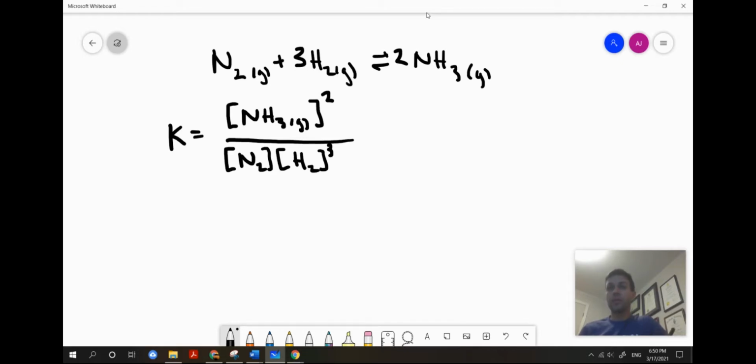So here's the equilibrium expression for the synthesis of ammonia. Reminder once again that these concentration values are equilibrium concentration values. So this constant only exists, this relationship only holds when we're dealing with equilibrium concentrations.